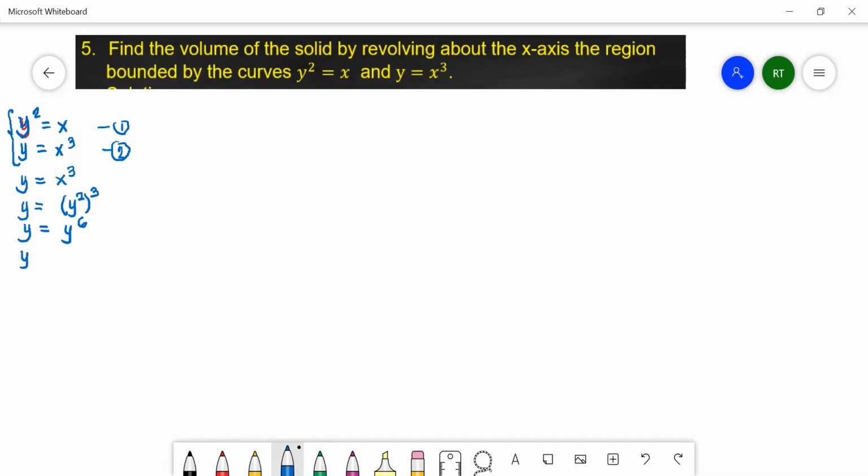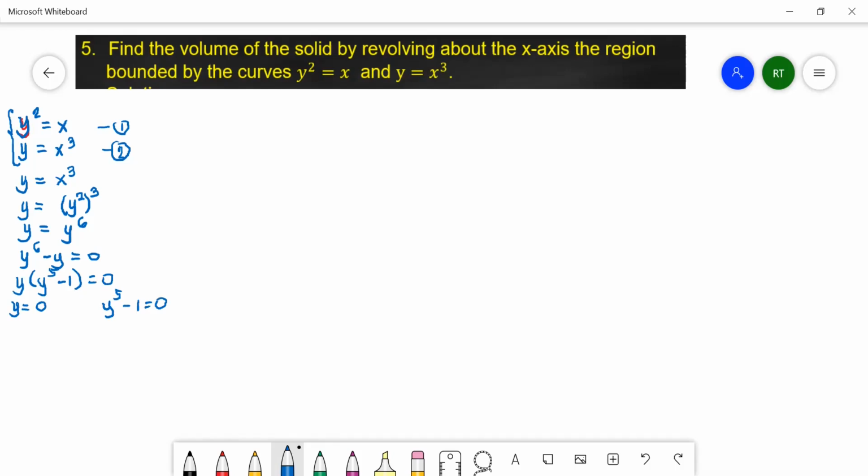And we can also write this as y raised to 6 minus y is equal to 0. And if we will solve for the values of y, so that we can get the intersection of the two curves, we can factor out y, so that the other factor is y raised to 5 minus 1, equated to 0. And equating each factor to 0, we have y is equal to 0, and y raised to 5 minus 1 is equal to 0.